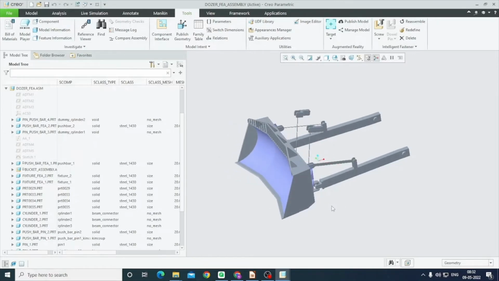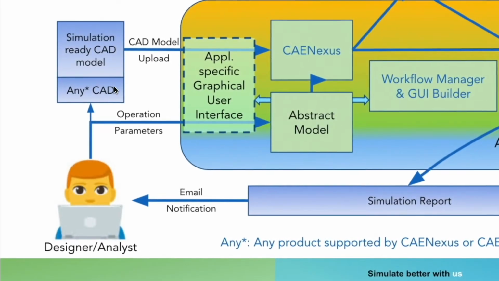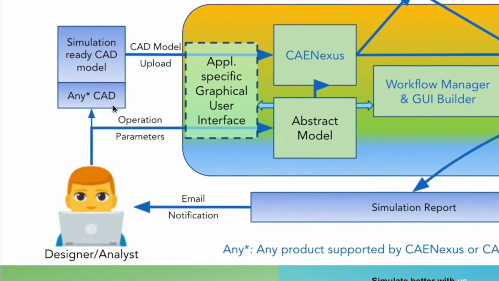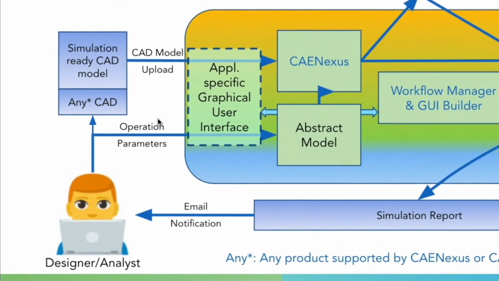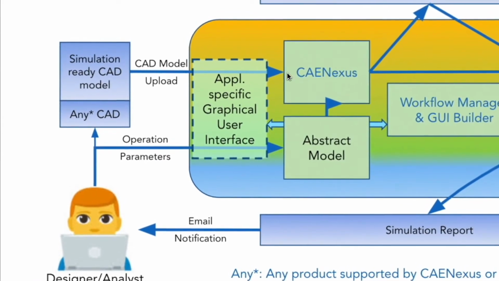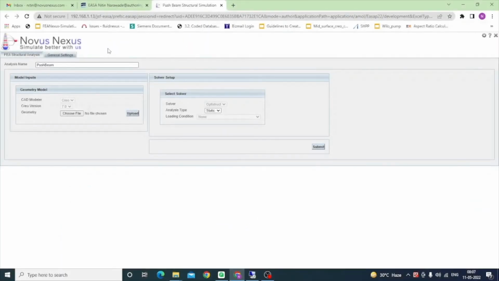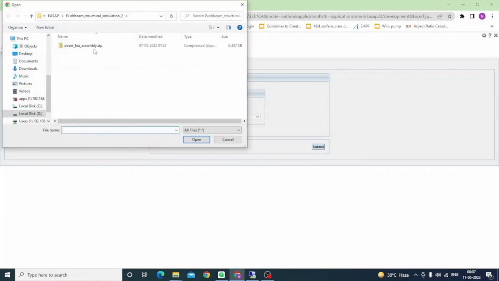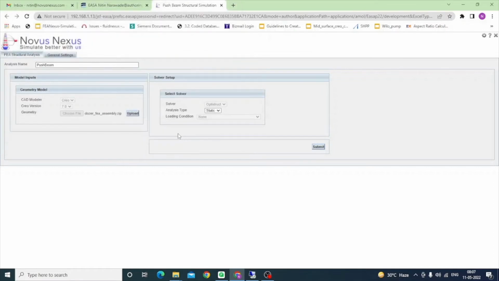So we're going to come out of that simulation model and go look at that web app now and see how we can run simulations given this abstract model and this CAD model. So here's a very basic structural analysis web app. We can choose the CAD software, Creo in this case, version 7, the dozer assembly we were just looking at. We can upload it.